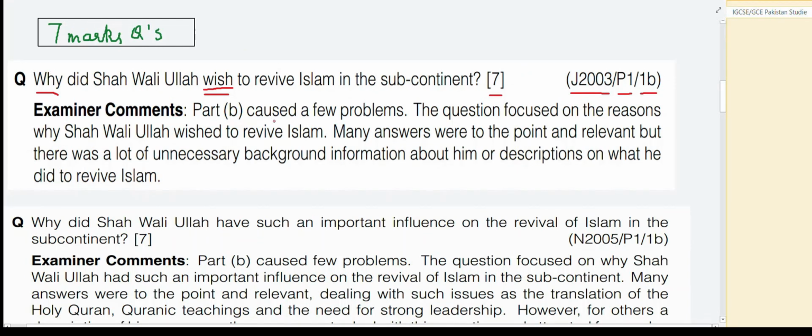Examiner comments: Part B caused a few problems. The question focused on the reasons why Shah Waliullah wished to revive Islam. Many answers were to the point and relevant, but there was a lot of unnecessary background information about him, which is irrelevant, or descriptions of what he did to revive Islam. What does this line mean? Descriptions of what he did. These are the works or contributions, which are also invalid in this answer. What we have to write are the beliefs of Shah Waliullah.